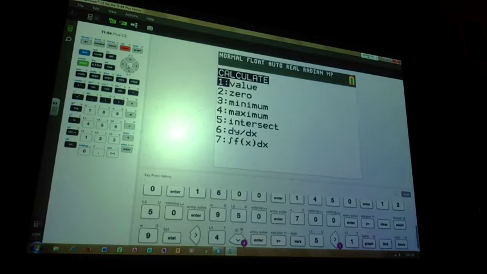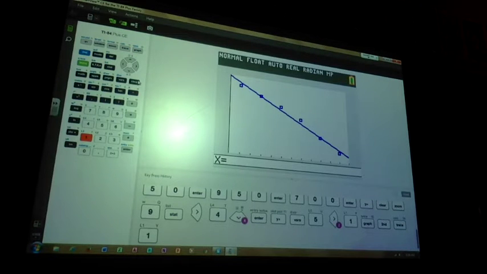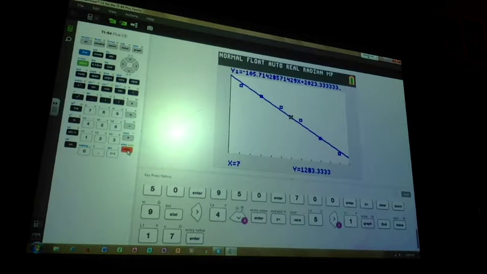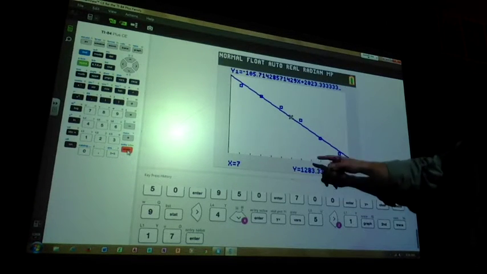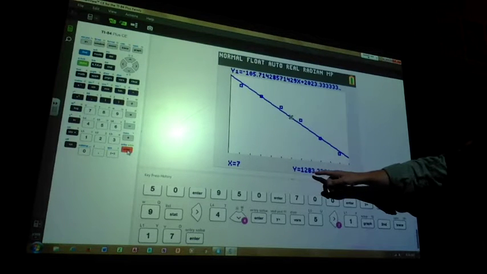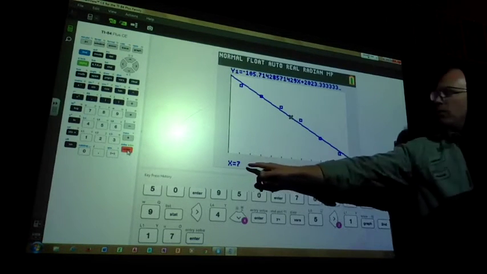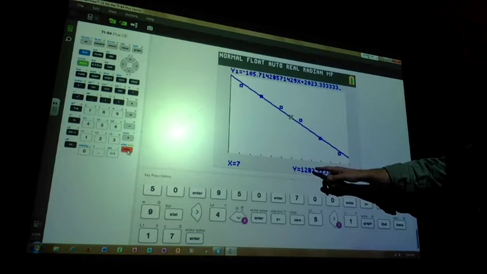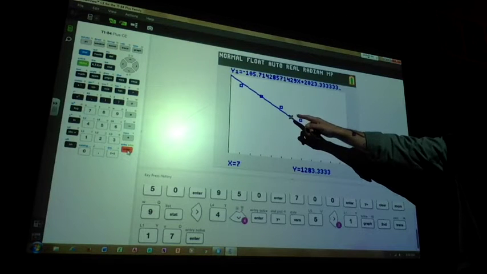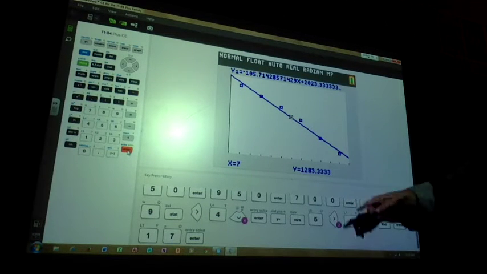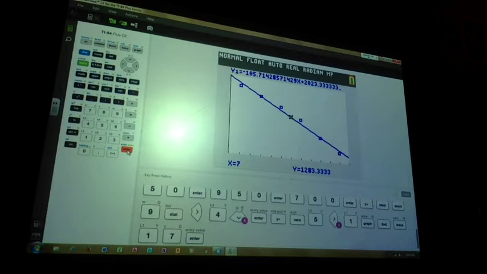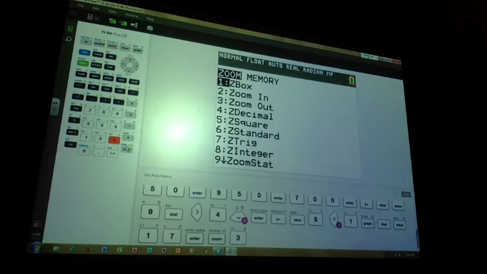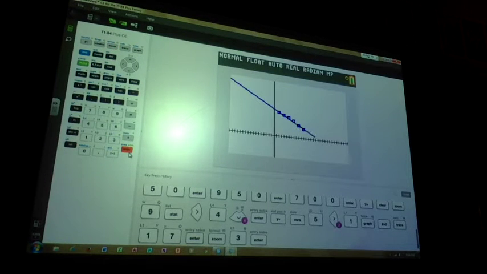Second, calculate. So I want to know after 7 weeks. After 7 weeks. Boom. After 7 weeks, this is my information. After 7 weeks, I have $1,283 left. So this did the automatic thing for you. If you wanted to figure out where it's going to get to 0, you would have to zoom out on your graph a little bit. So you'd have to zoom out, enter, and that's going to do that with you.